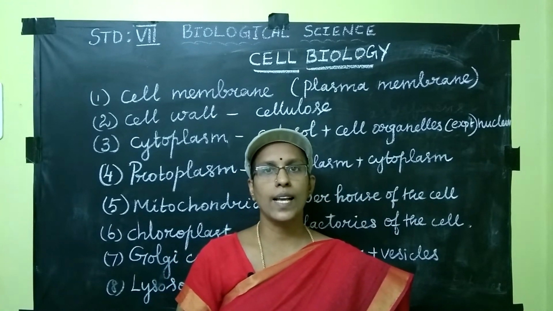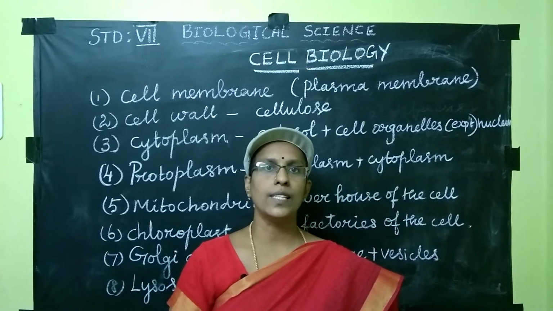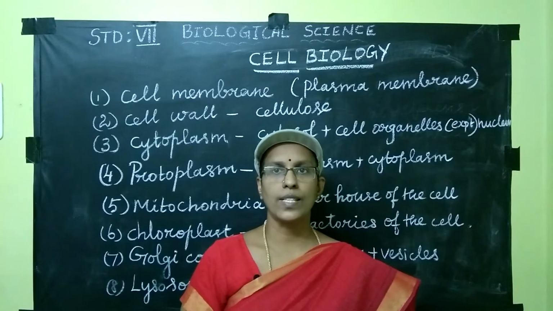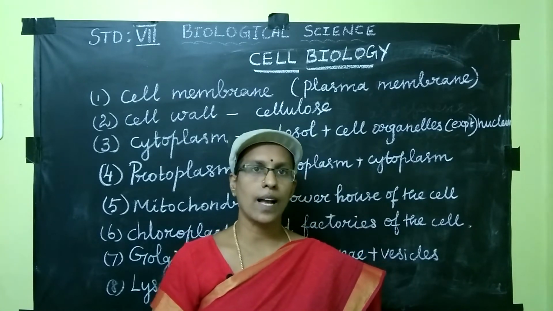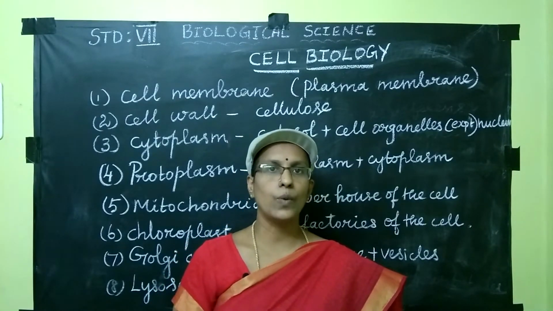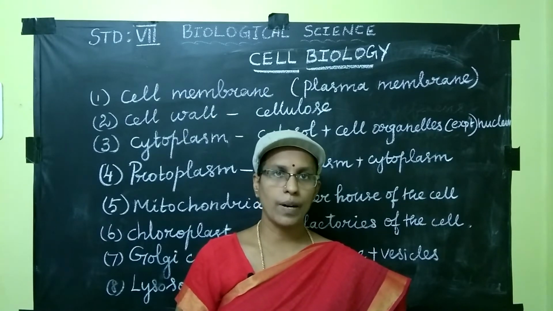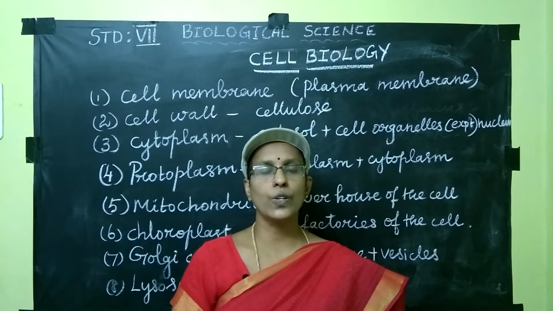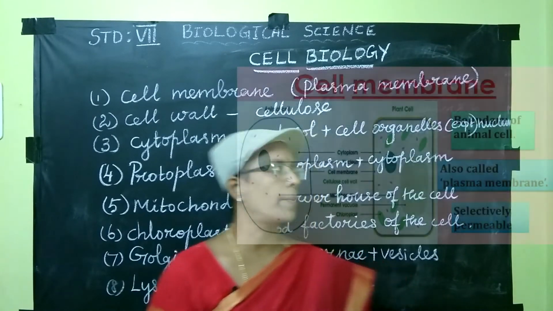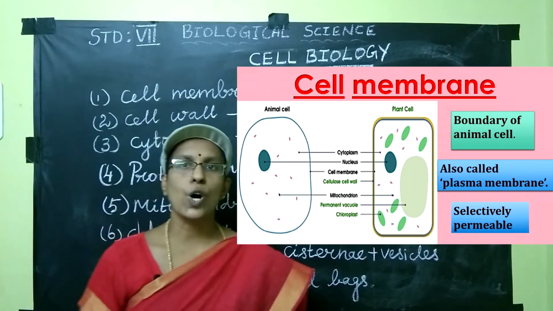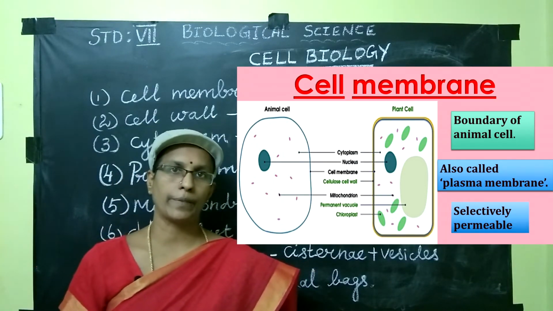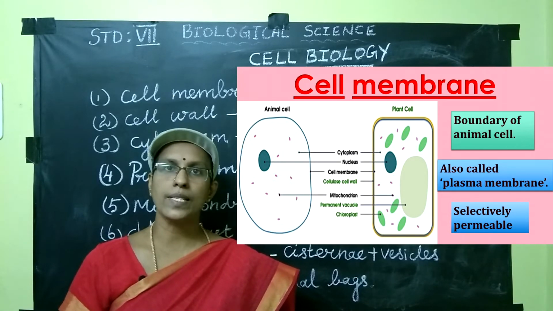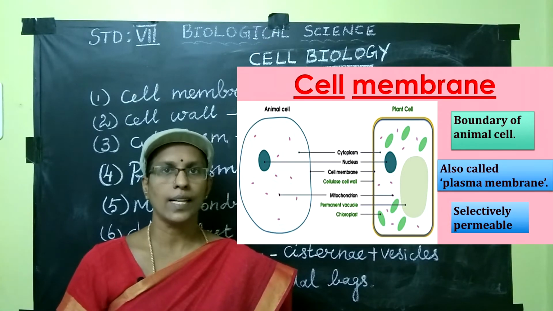Now in today's class we are going to learn about the cell organelles in detail. Okay, first we know that all the cells have three common components. What are they? Very good. Plasma membrane, cytoplasm and the nucleus. First we are going to learn about the cell membrane. The cell membrane is also known as plasma membrane. It is the boundary of the animal cell. The cell membrane is present in both plant cell and the animal cell.